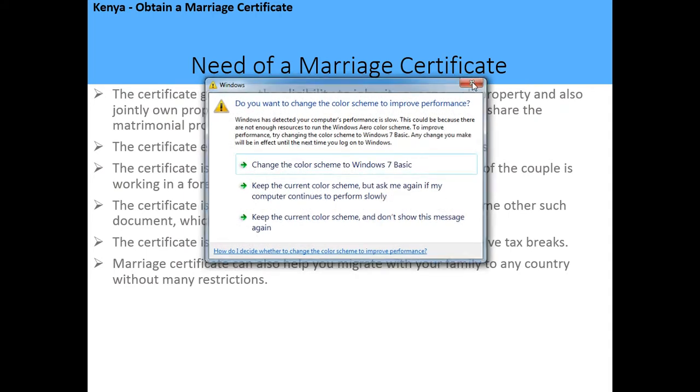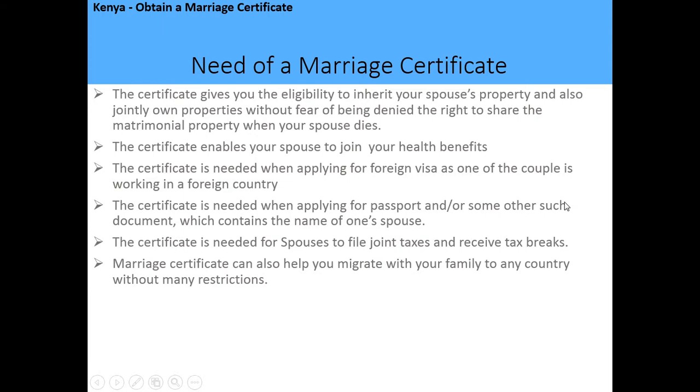The certificate is also needed when you want to file for joint taxes with your spouse and receive tax breaks. And the marriage certificate can also help you migrate with your family to any other country without many restrictions.